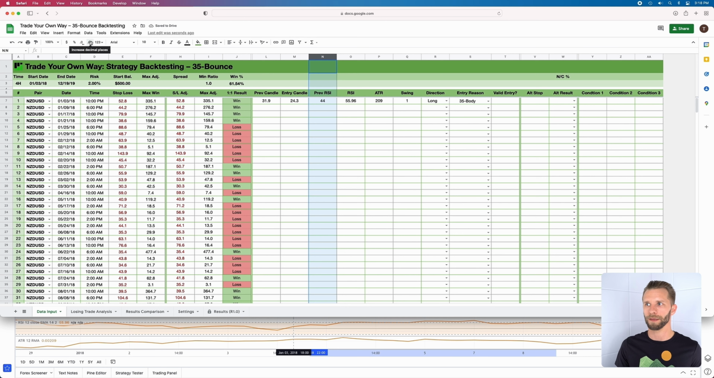Same with the RSI. That one should be 2 decimal places. That one is. ATR needs none. Swing, once again, because that's pips, should have 1 decimal place. And we're looking good. Okay.